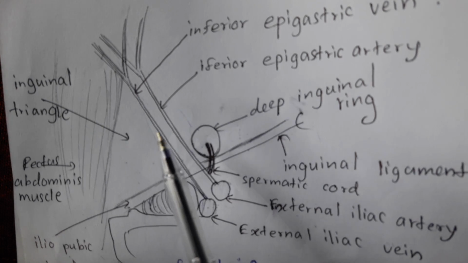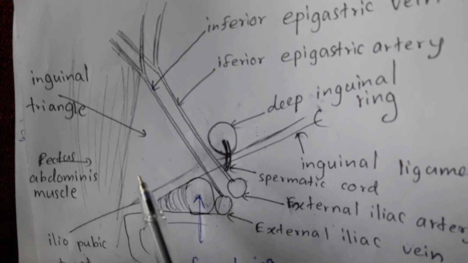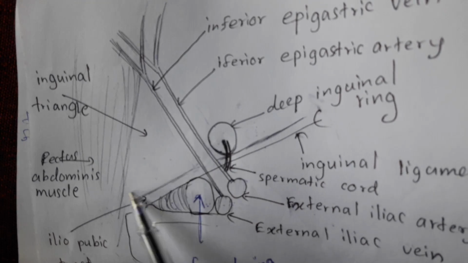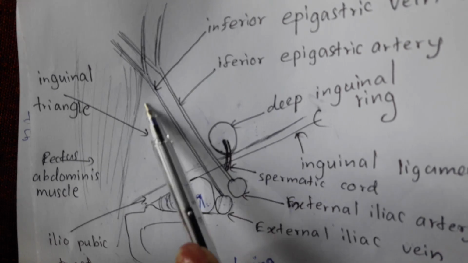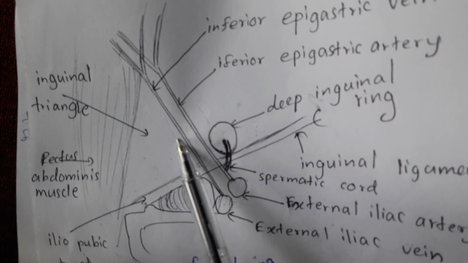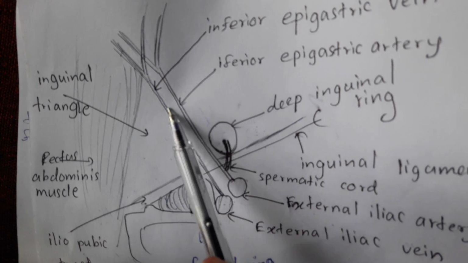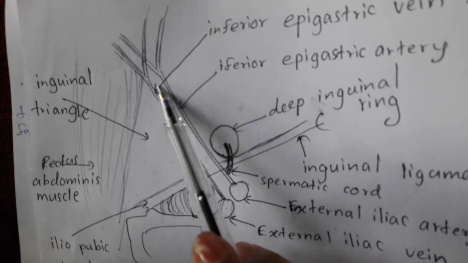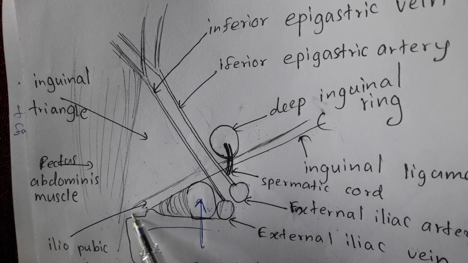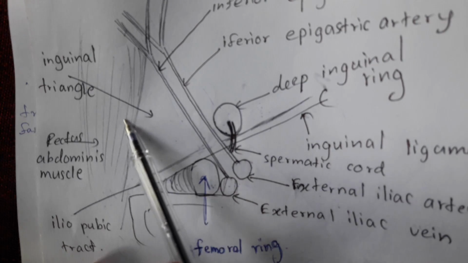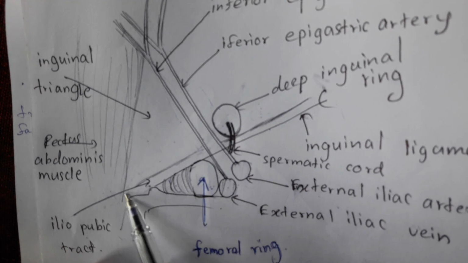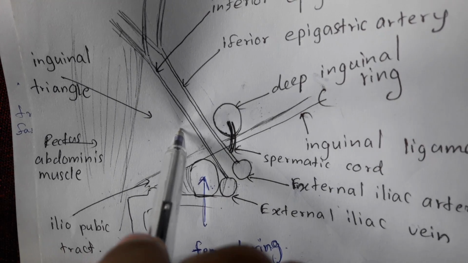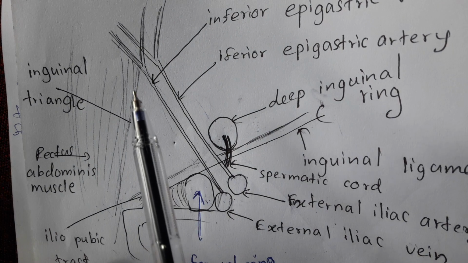So here is the deep inguinal ring, here it's the iliopubic tract, and this one is the rectus abdominis muscle. Bordering these, there's a triangle. You can see there's a triangular structure here. It's called the inguinal triangle. These branches are named the inferior epigastric vein and artery. So the borders are the inferior epigastric vein, the iliopubic tract, and the rectus abdominis muscle. This is the inguinal triangle. The intestinal tissues go through this triangle to the superficial inguinal ring. This is the direct hernia.